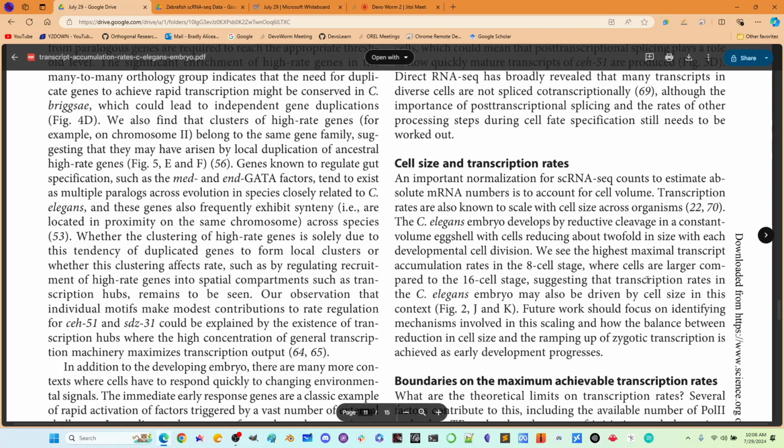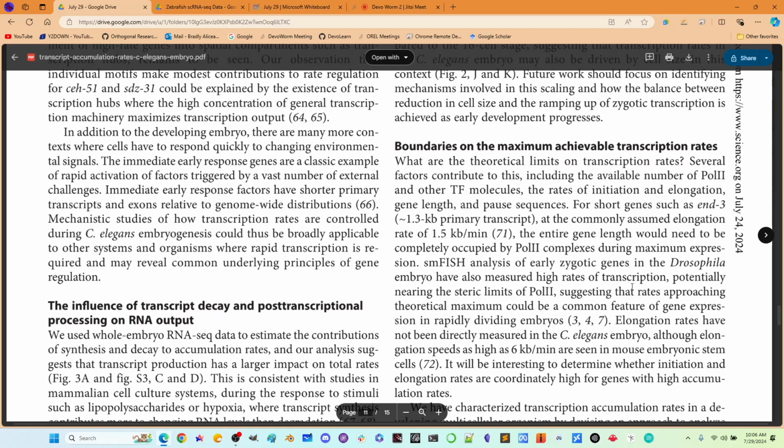So we have decay, we have functional requirements, and we have cell size. And so these are the three kinds of things that are controlling our mRNA production, mRNA decay, and what this mRNA balance looks like and what it does functionally. So finally, they finish up with talking about maximal achievable transcription rates.